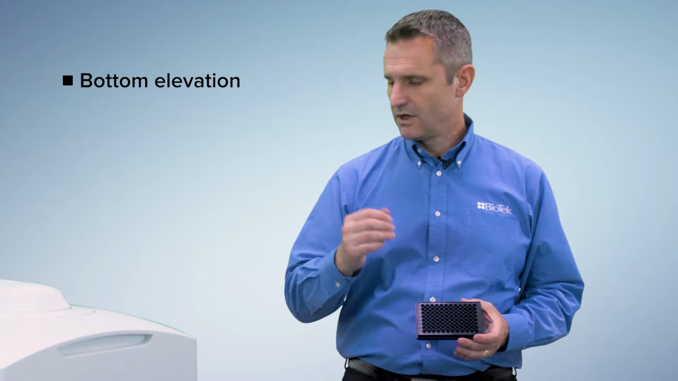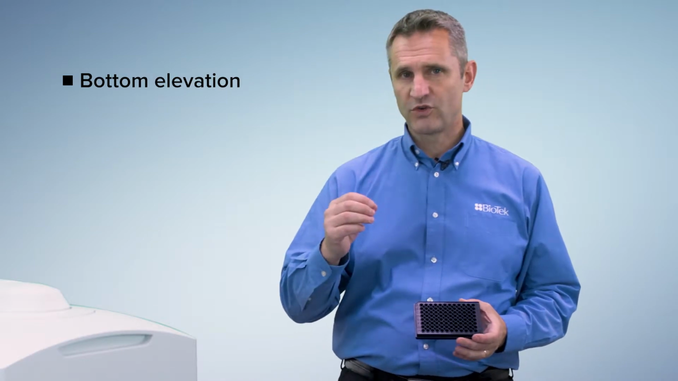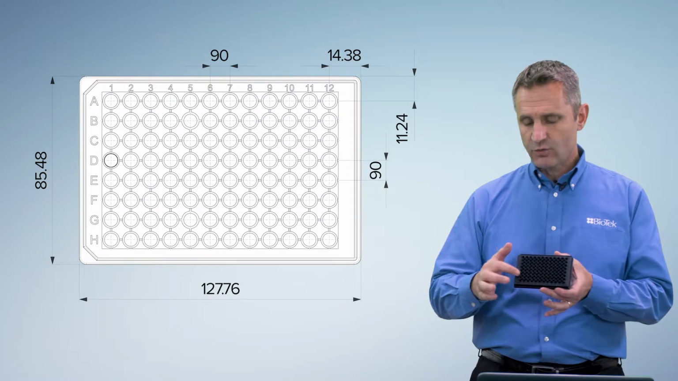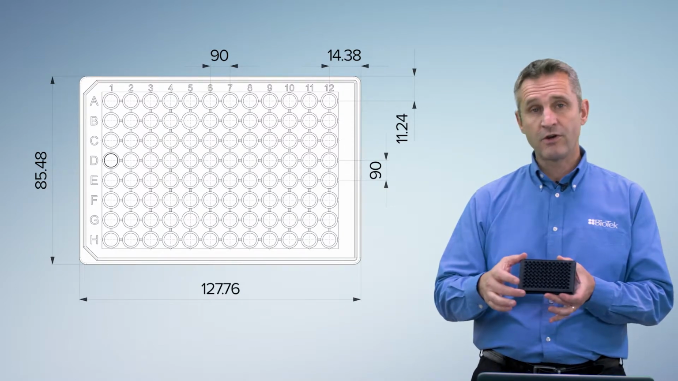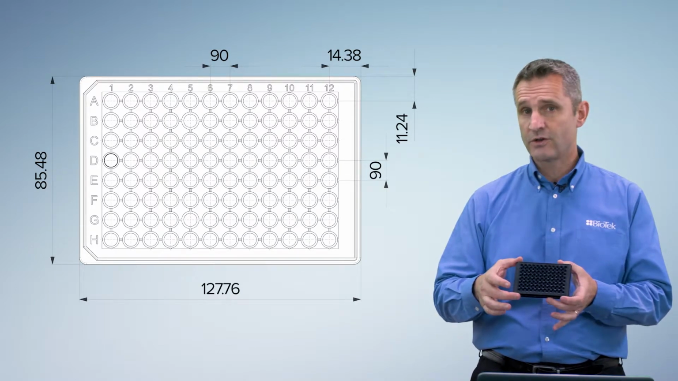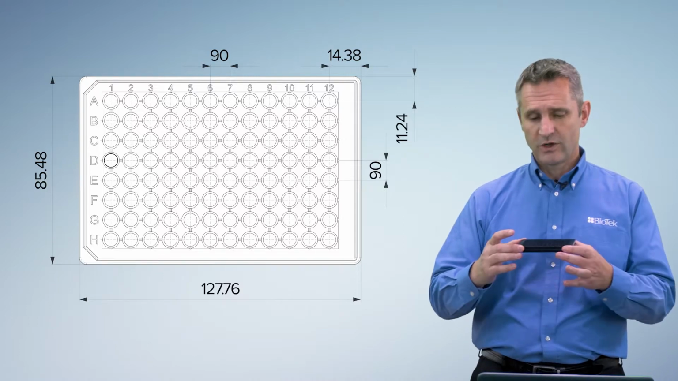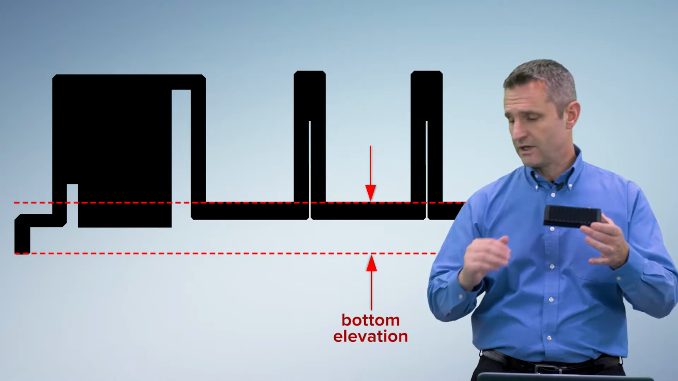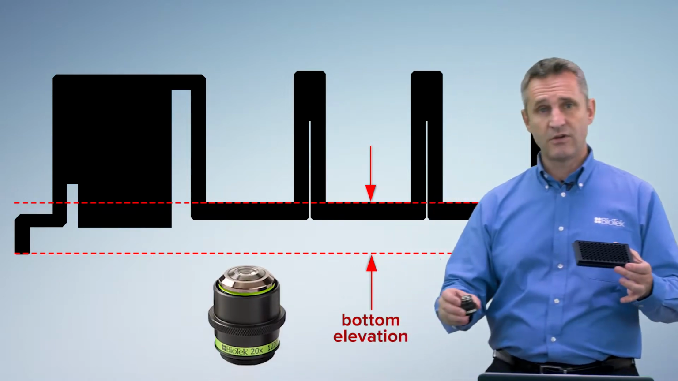So, as I said earlier, the most important parameter for successful automated imaging is called bottom elevation. And let me define that a little more precisely. If you look at a microplate, for example, the XY locations of all of your wells are very well defined and actually are a standard in the industry. What is a little more variable is where the bottom of each one of these wells is located. And when you are imaging, this is very important.